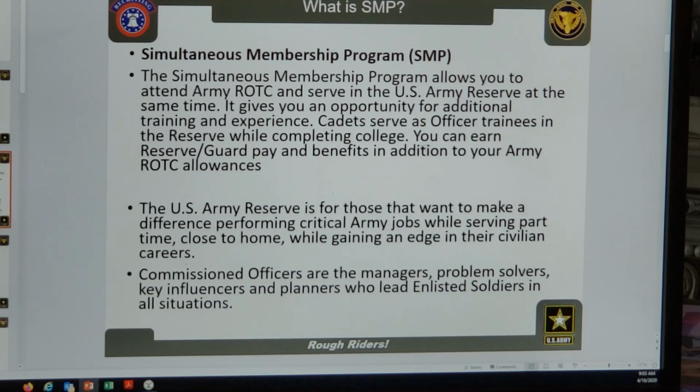Just like OCS, just like West Point, it is a pathway for you to become a commissioned officer in the Army Reserve. The Army Reserve is those performing the critical jobs, as you see there, and commissioned officers are the managers. So that's kind of the breakdown of how that all comes together for SMP.